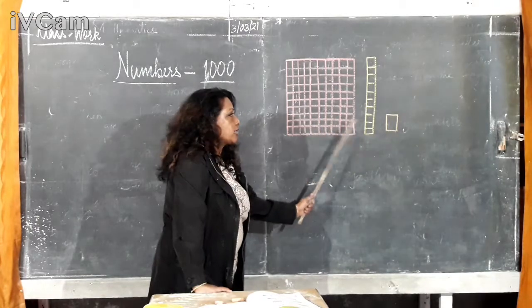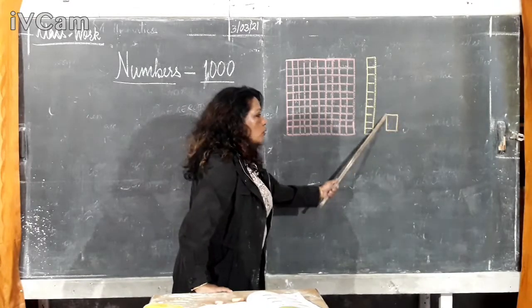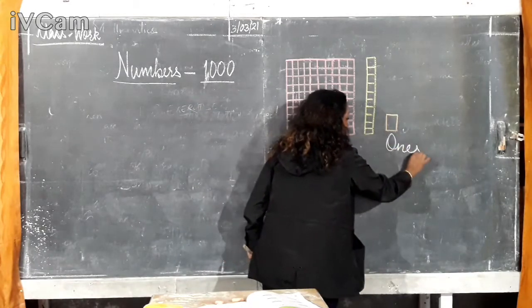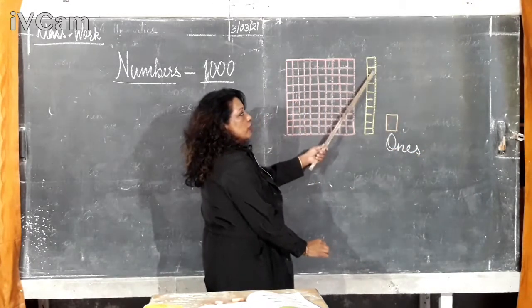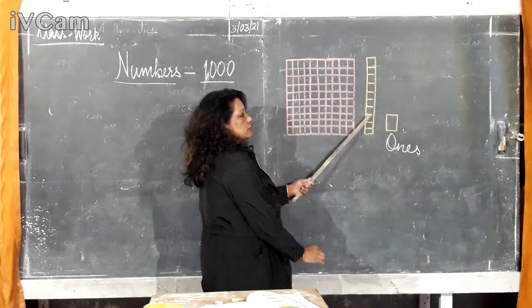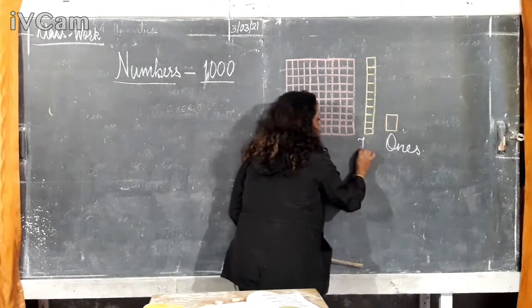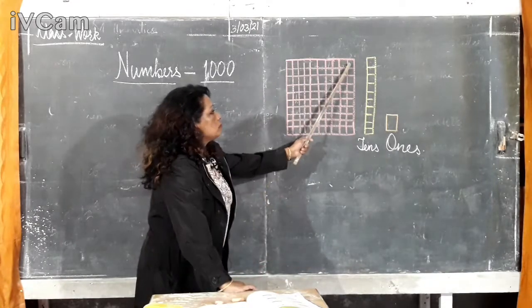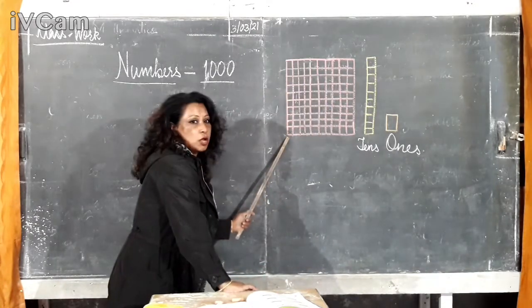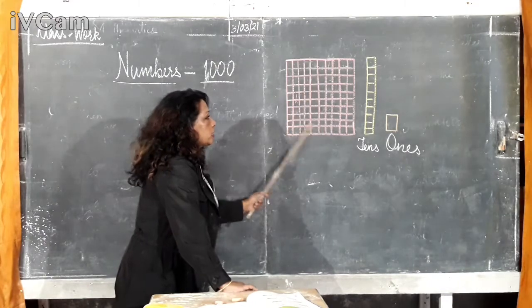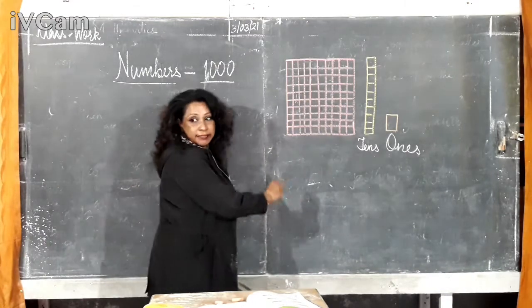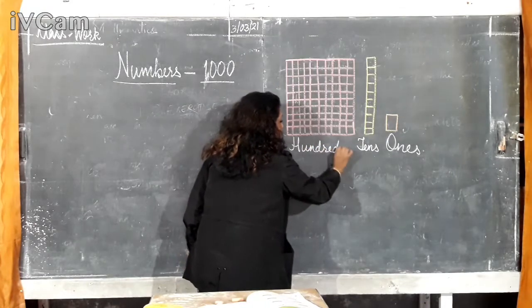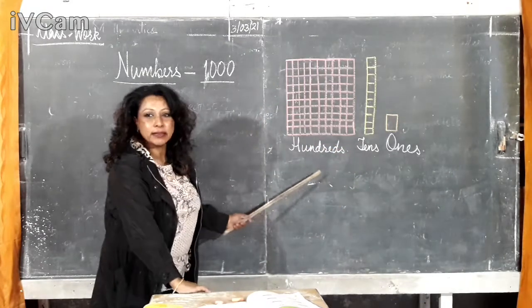Once again, I want to repeat: the one small box is called ones. The second has 1, 2, 3, 4, 5, 6, 7, 8, 9, 10, so it is called tens. And altogether, you have 10 boxes here and 10 boxes down, so there are 100 small boxes here, and this is called hundreds. So ones, tens and hundreds.